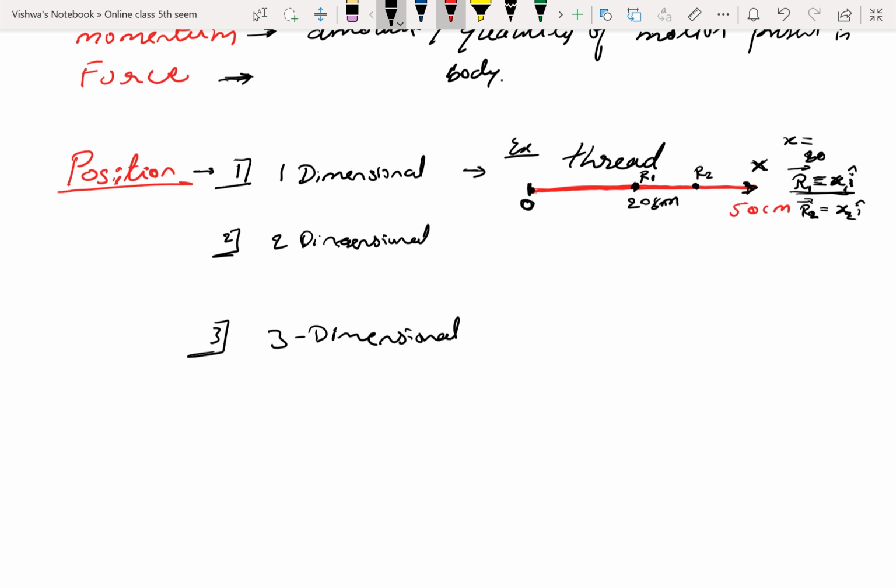Next, two dimensional. Here two dimension means two lengths we are considering to measure the positions. Okay, so one is the x-axis and the other one is the y-axis.